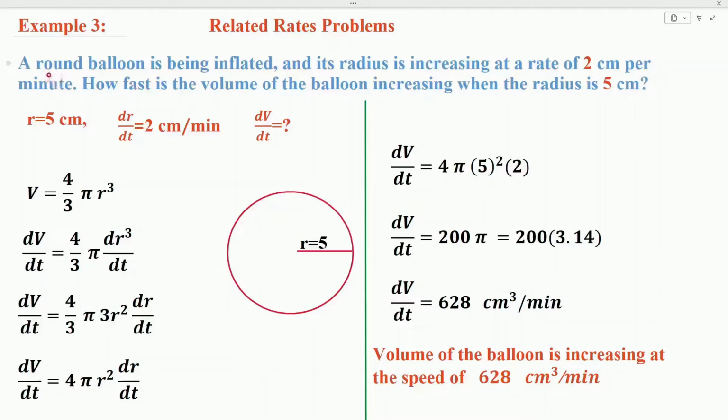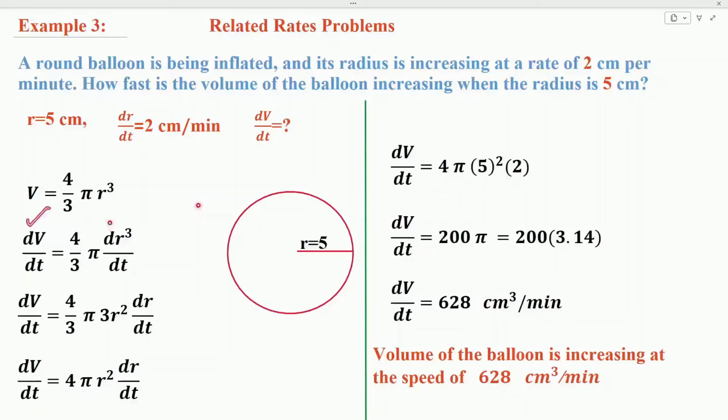In this example, we are given a round balloon which is being inflated. The radius of this circular balloon is given, which is 5 centimeter, and it is increasing at the rate of 2 centimeter per minute. We have to find that at which rate the volume of this balloon is increasing. Volume of a sphere is equal to 4 by 3 pi r cube.